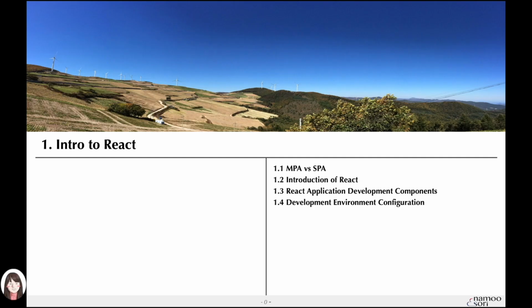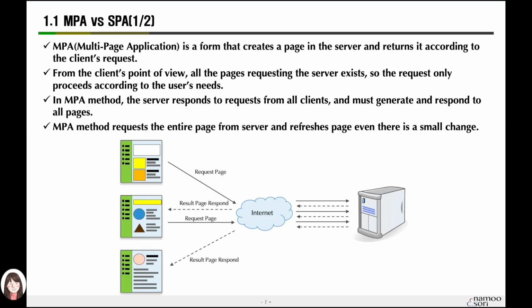The contents we will cover in lecture 1 are the basic concepts of React. Let's take a look at what kind of library React is and what it means to create a user interface with the structure of a single page application using React. In addition to this, there are various components or things necessary for UI configuration using React, and we will configure a basic development environment. Let's take a look at what MPA and SPA are like.